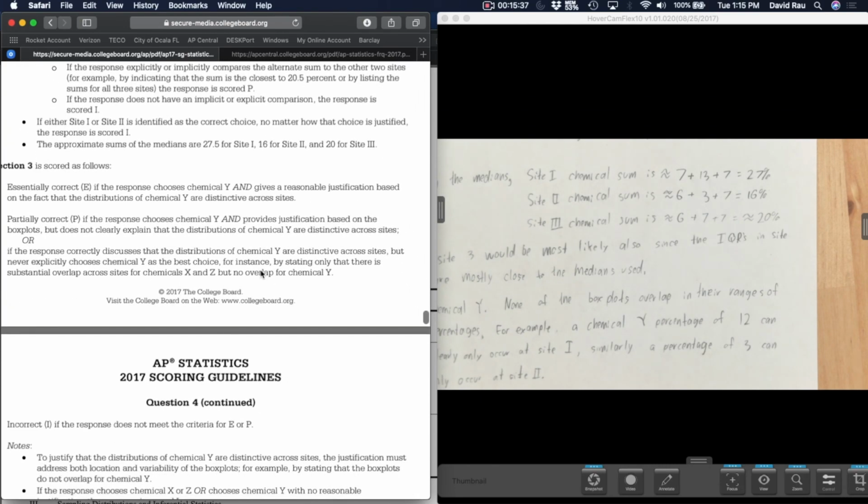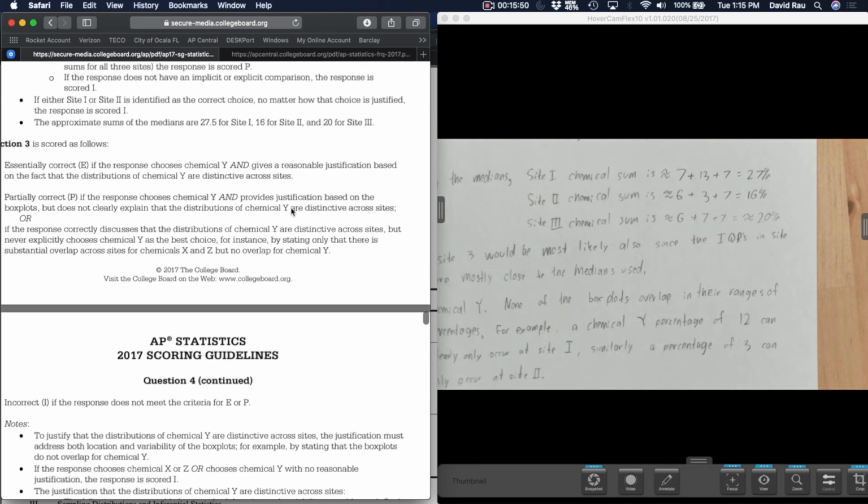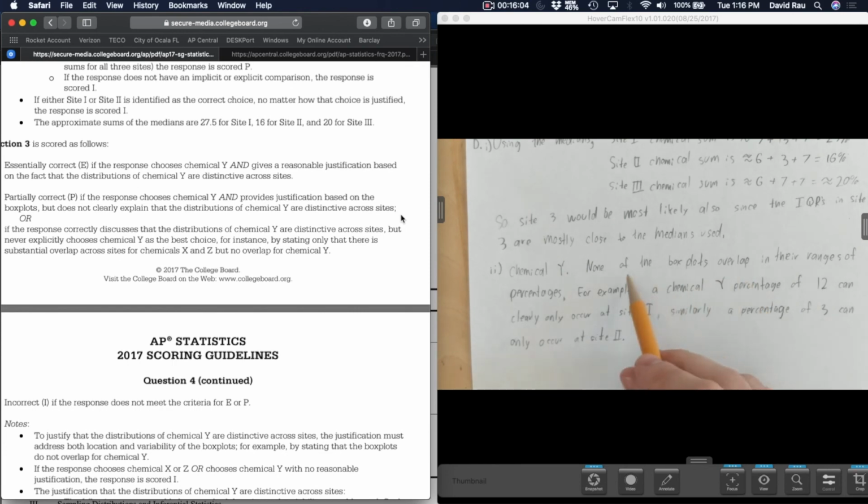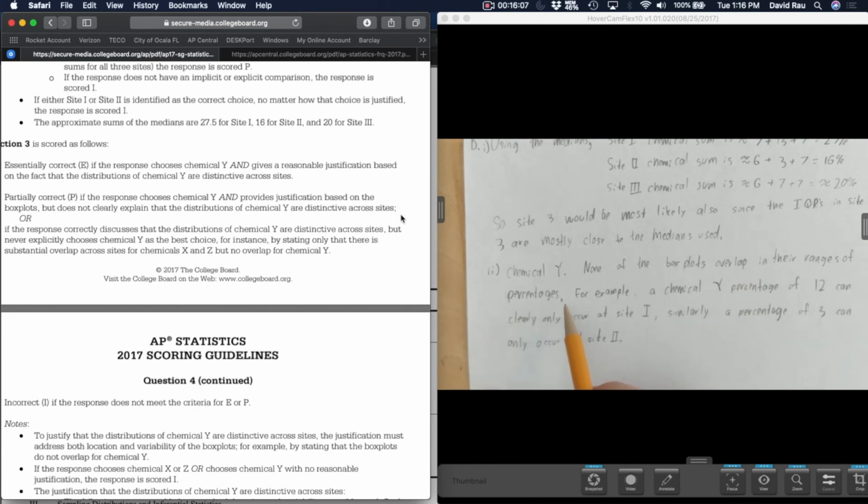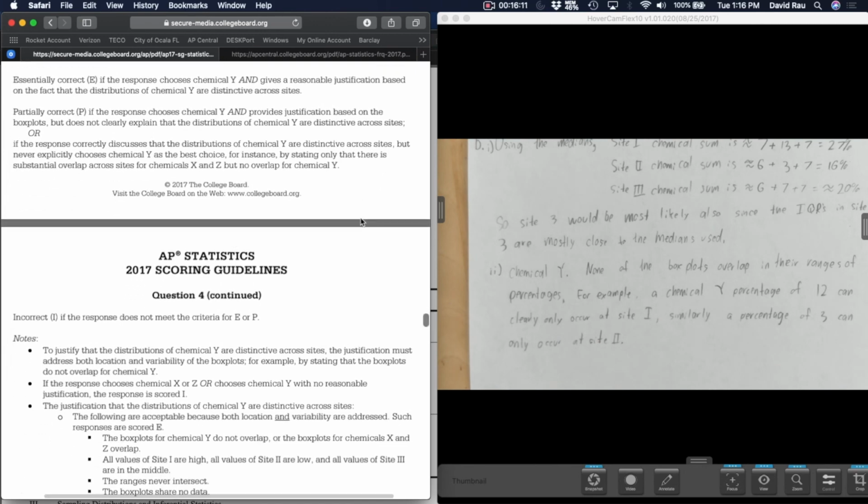And last but not least, essentially correct if we choose chemical Y and give reasonable justification based on the fact that chemical Y is distinctive across the sites. Okay, so you can get a partial if you say something about box plots, but don't clearly indicate that the distributions are distinctive across the sites. Now technically, saying none of the box plots overlap in the ranges of percentages is another way of saying they are distinctive. So I do think that has satisfied that requirement. So again, justification must address location and variability by stating the box plots do not overlap for chemical Y. Awesome, yay, I did it.